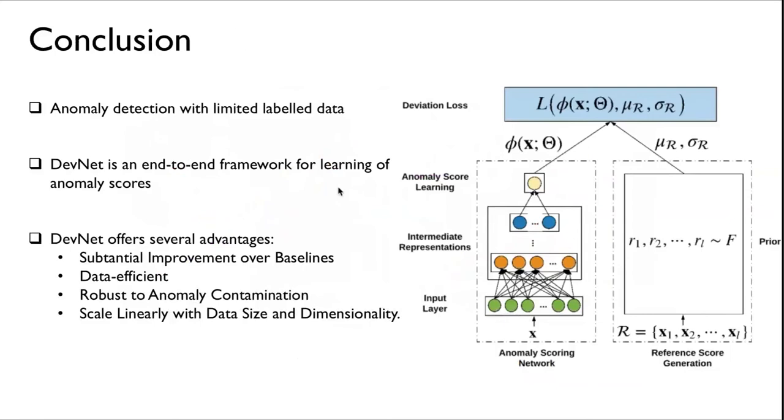So in conclusion, this paper deals with the problem of anomaly detection with limited labeled data. It proposed an end-to-end framework for learning anomaly scores. It offers several advantages like substantial improvement over the baselines. It is more data efficient, more robust to contamination, and it scales linearly with the data size and dimensionality.